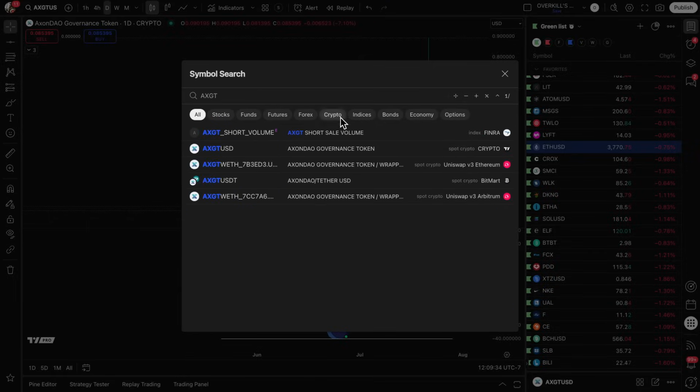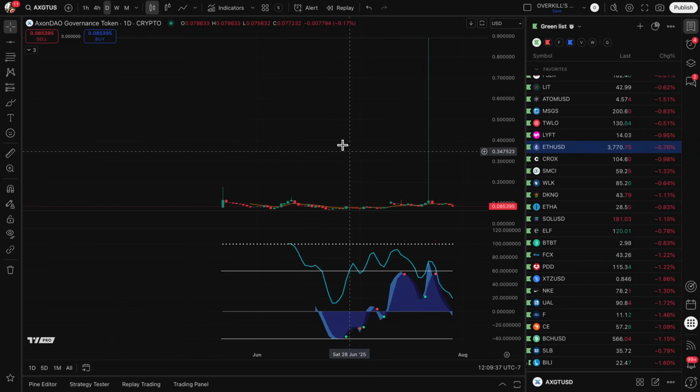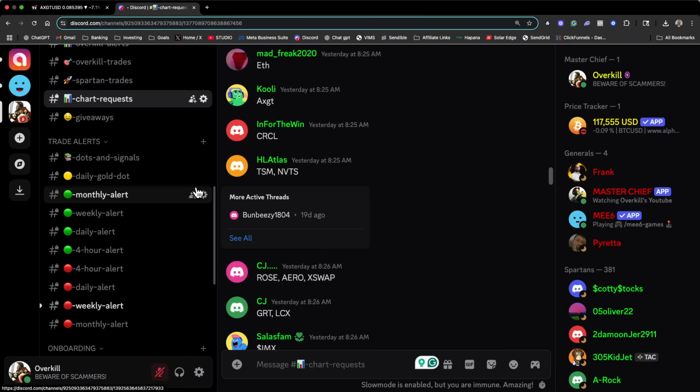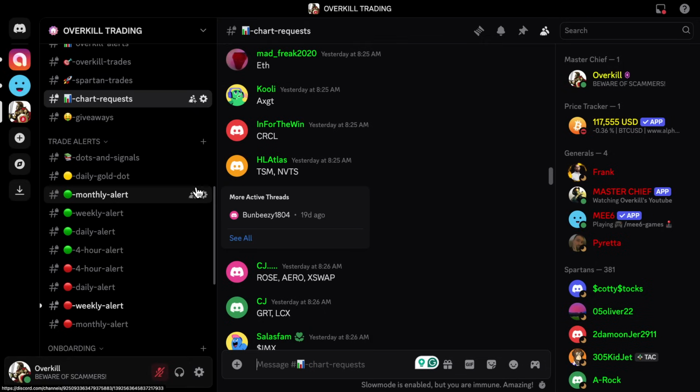AXGT. Looks like a very, very new coin. I can't really tell you much on this one. I'd just watch the daily there on Axon. Sorry, I had to sit down here.